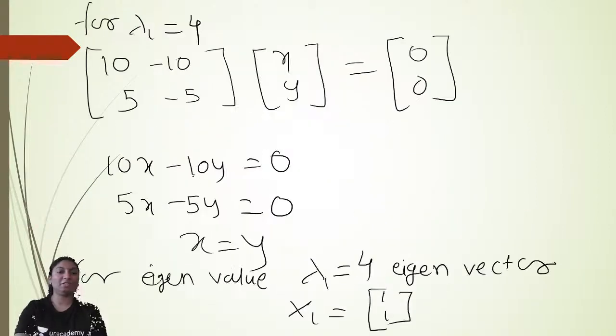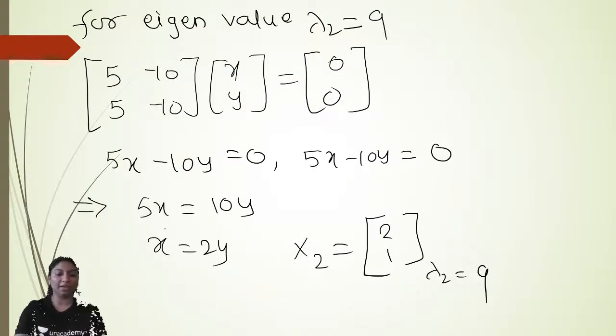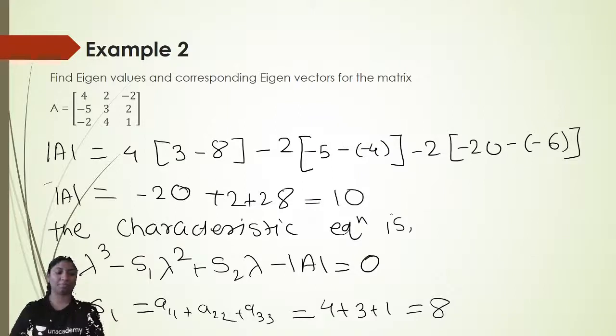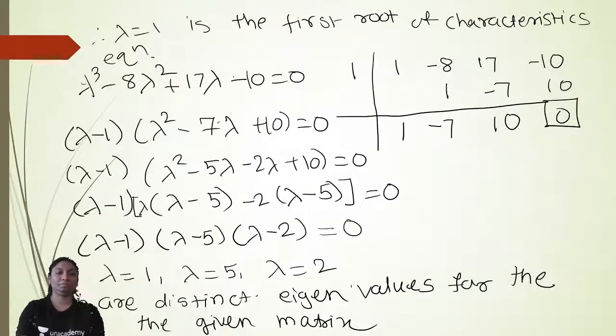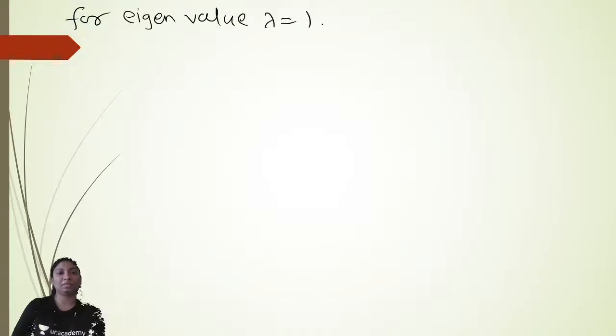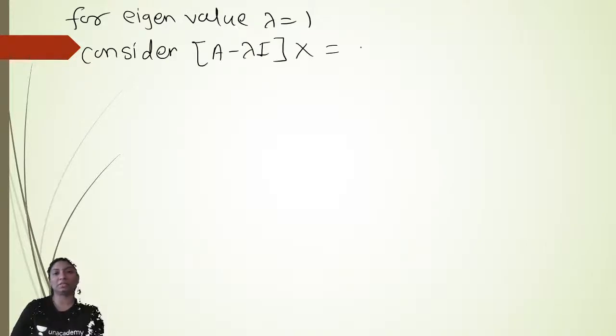Okay, so we will find out the different eigenvectors for the different eigenvalues. Now for eigenvalue lambda is equal to 1, we will find out the eigenvector. Consider (A minus lambda I) x is equal to 0.